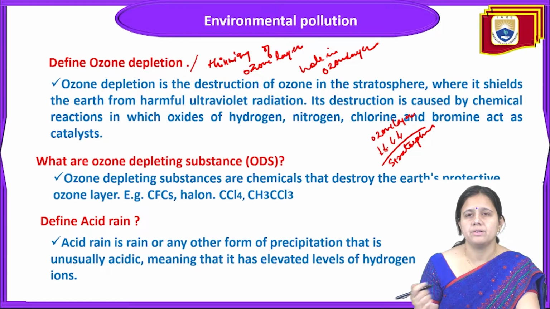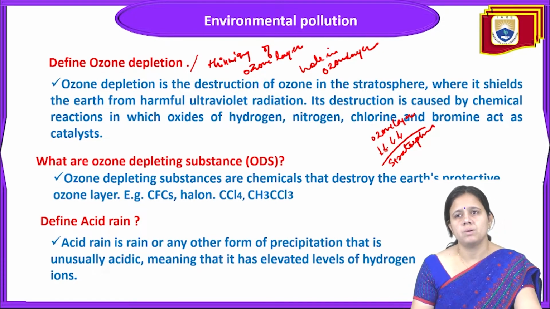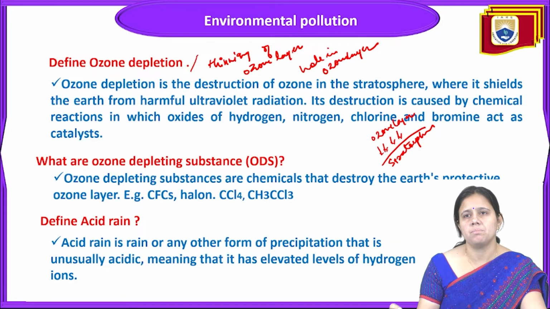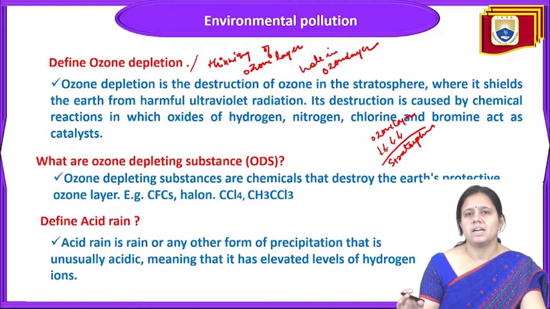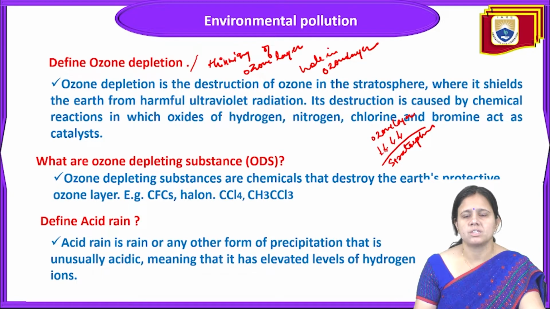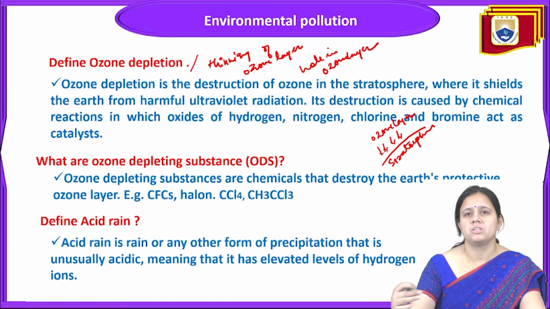So what happens due to air pollution is that some CFC compounds, chlorofluoro compounds, cause the destruction of the ozone layer through some chemical reactions. Those reactions happen with the oxides of hydrogen, nitrogen, chlorine and bromine acting as a catalyst. Sometimes chlorine and bromine act as a catalyst and deplete the ozone layer present in the stratosphere. This is called depletion of ozone.